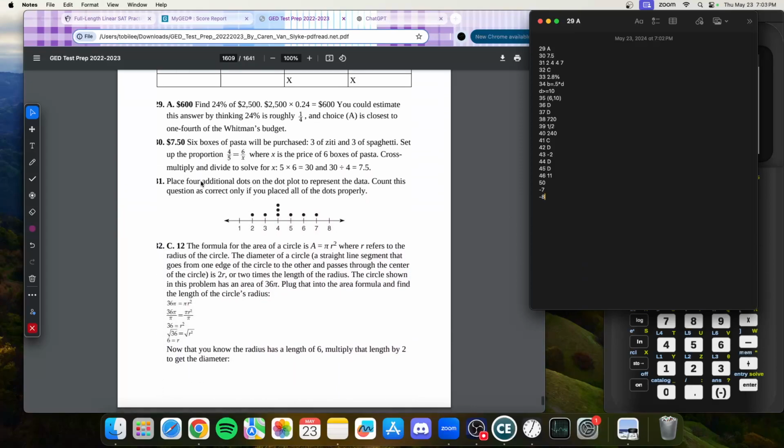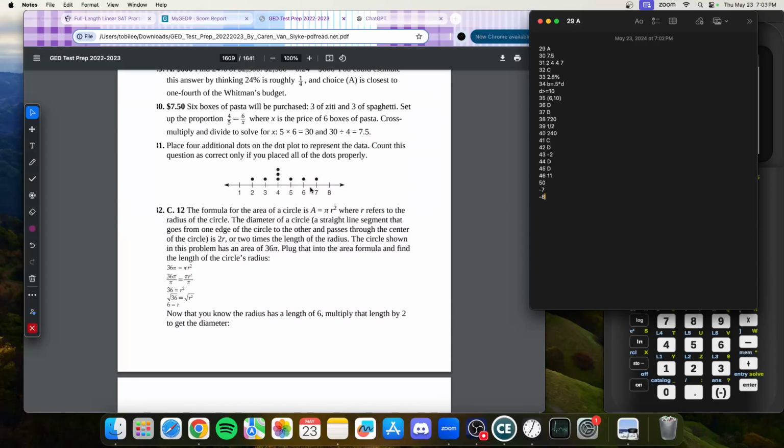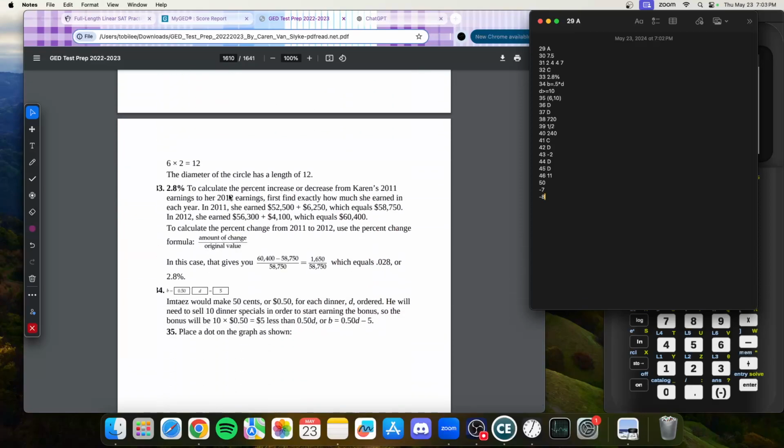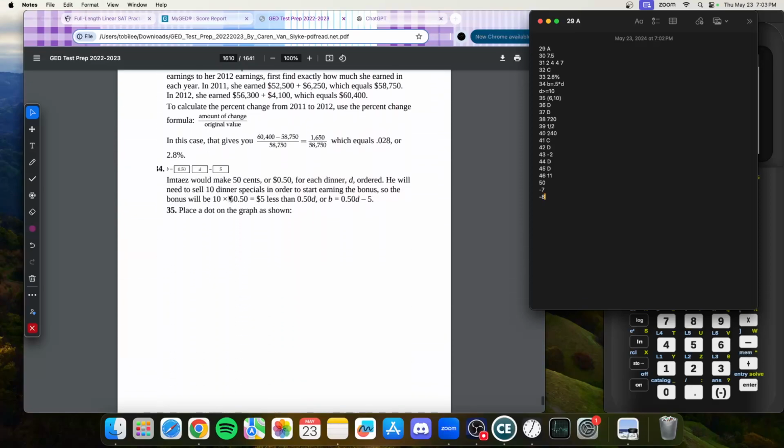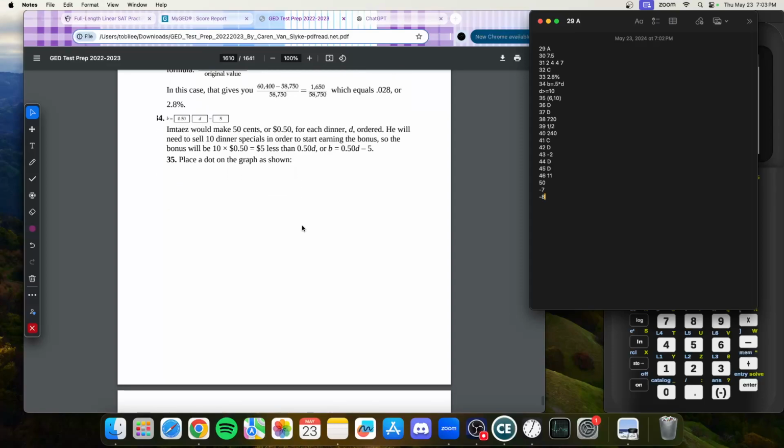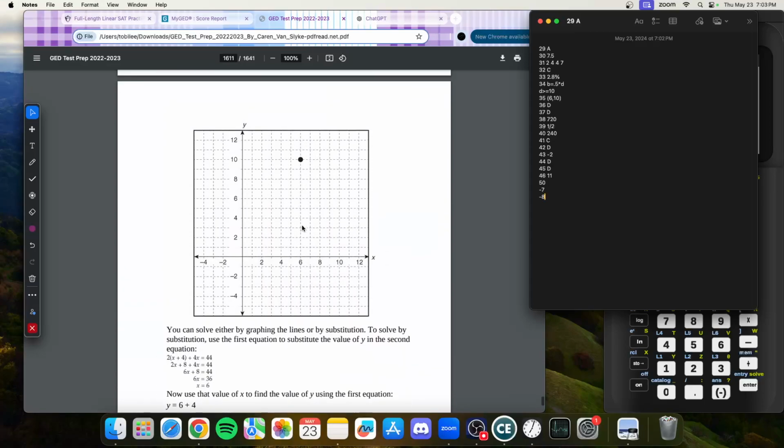A 750, yeah, 2447, yes. C. 2.8%. B equals 0.5 D minus 5. I don't know. I missed that one. I didn't really understand that question. There's something weird going on. And yeah, this one was broken, right? They didn't give me any boxes or options. So that one was a little hard. So I missed one. Fine, whatever.